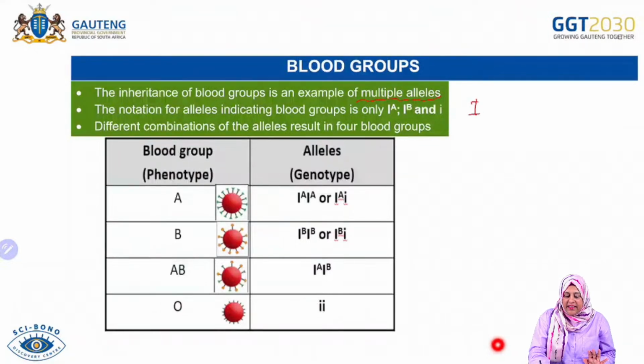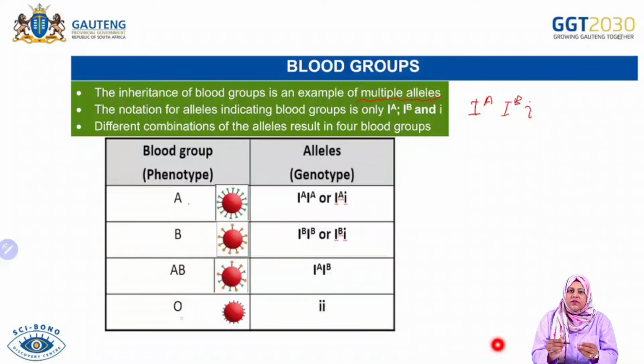Because you have an I superscript A, I superscript B, and for the group O, you have a small i. The notation for the alleles indicating blood groups is I superscript A, so I'm going to say IA, you understand what I'm saying, IB, and i. Different combinations of the alleles result in 4 blood groups. So we have blood group A, blood group B, blood group AB, and blood group O. It's important for you to say blood group A or write it down in the exam.